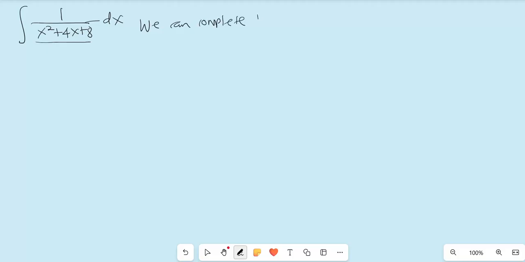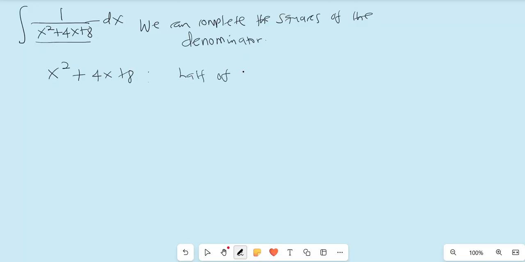We can complete the square of the denominator. So how do you complete the square of the denominator? x squared plus 4x plus 8. First, you take half of the coefficient of x. The coefficient of x is 4, half of that is 2.